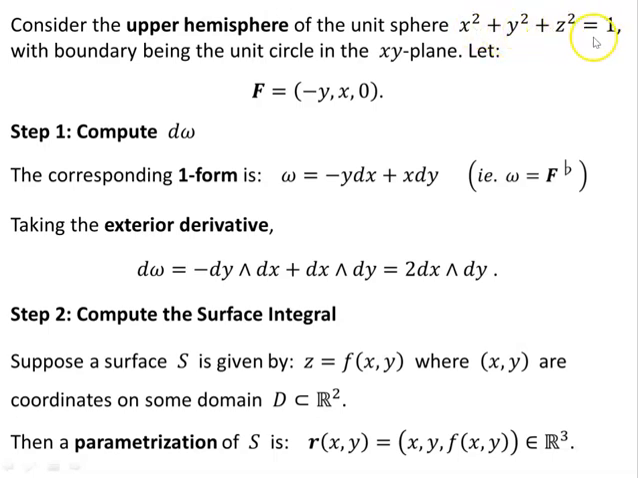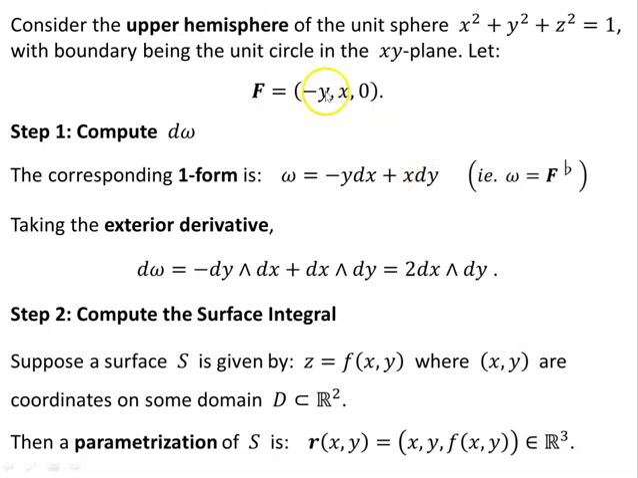x squared plus y squared plus z squared is 1, as we saw earlier. We just want the upper part, as we saw in the diagrams near the beginning of the video. And here's our vector field F. The x component is minus y, the y component is x, and the z component is 0. So step 1, compute dω. Well, the corresponding 1-form of this is going to be minus y dx plus x dy.